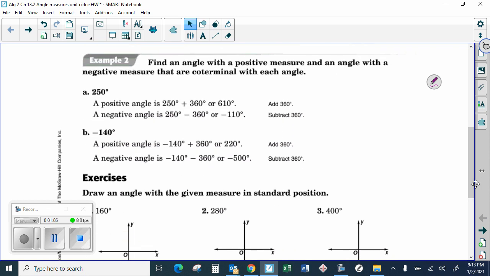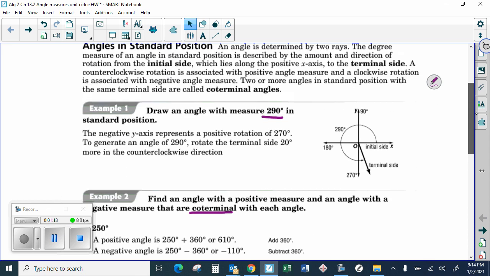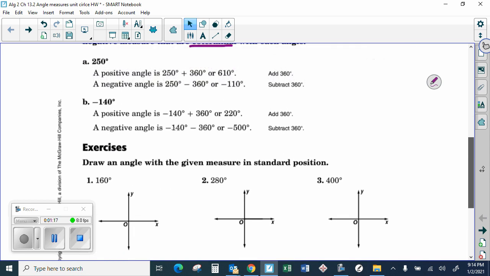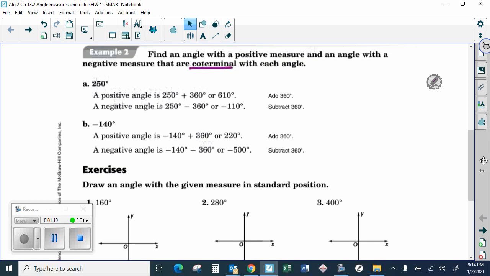Okay, find an angle with a positive measure and an angle with a negative measure. They're coterminal, meaning they have the same ending point, just like I just did up there. We had the positive 290 or the negative 70. Okay, so 250. Oh, we don't even have to draw it. So you have 250 degrees, or you have 250 minus 360, which is negative 110.